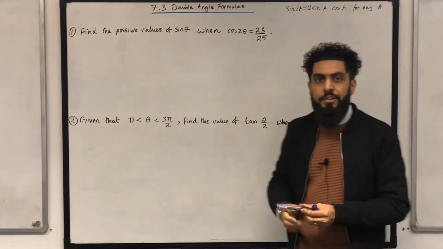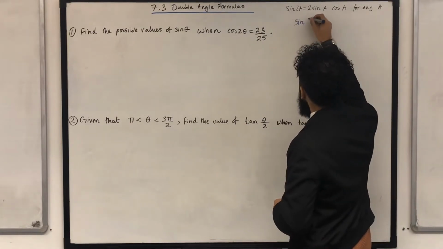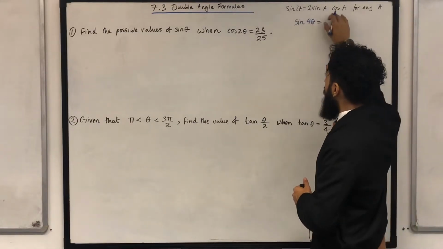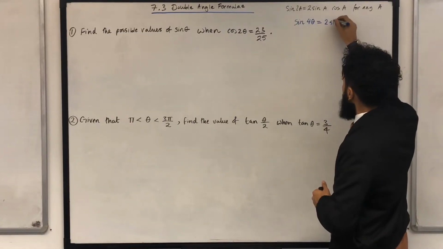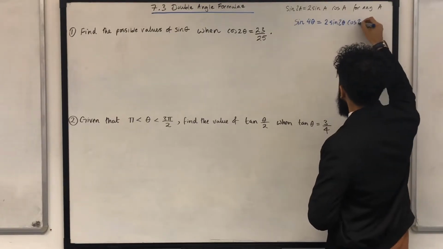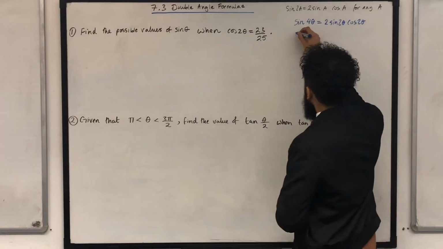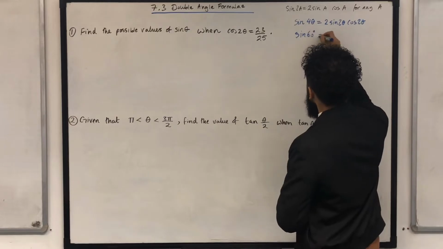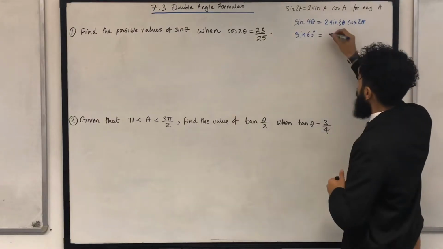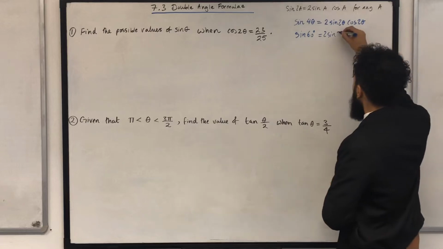Let's have a look at some examples. The first one is sin 4θ. Using the double angle formula for sine, that is equivalent to 2 sin cos. I take 4θ, I half it, I get 2θ. Another example, if I have something like sin 60 degrees, using the double angle formula for sine, that is equivalent to 2 sin cos. Take 60 degrees, half it, 30 degrees.